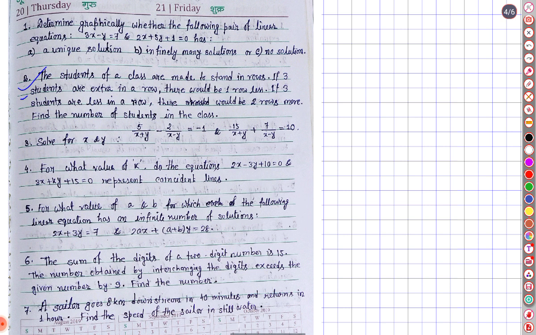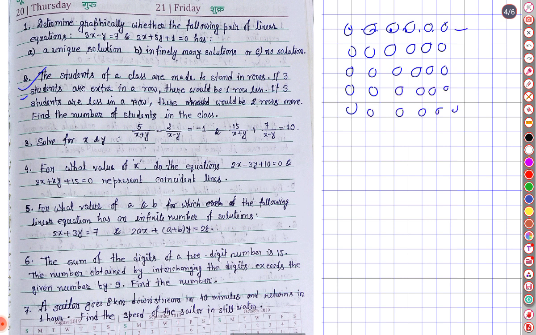The students of a class are made to stand in rows. Suppose students are there in rows 1, 2, 3, 4, 5, 6. Suppose in each row x students are there, and y rows are there. So tell me, what will be the total number of students?